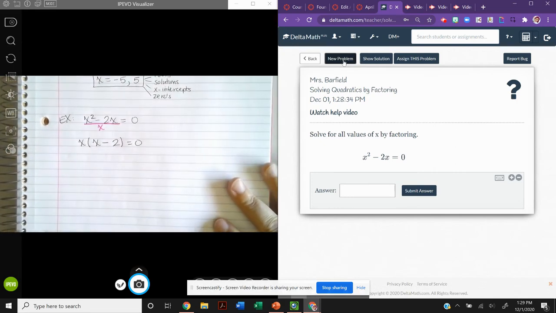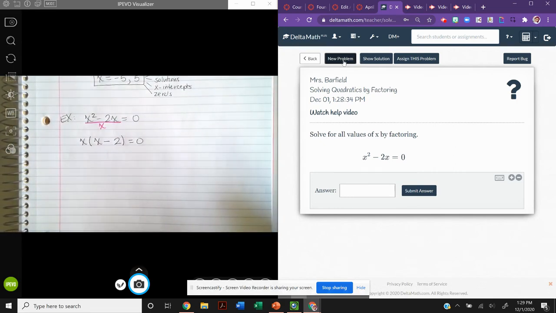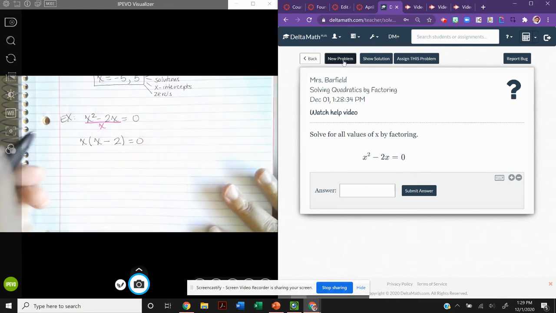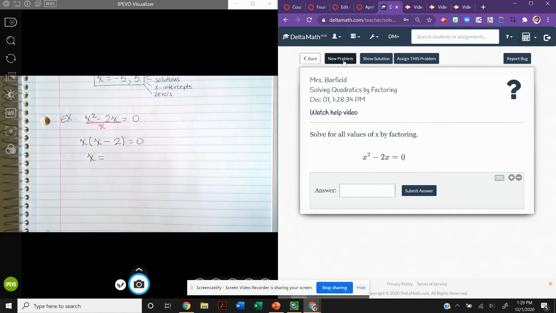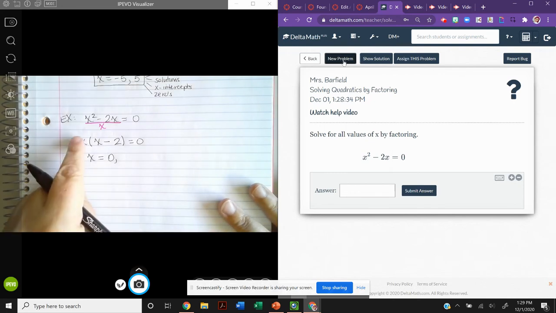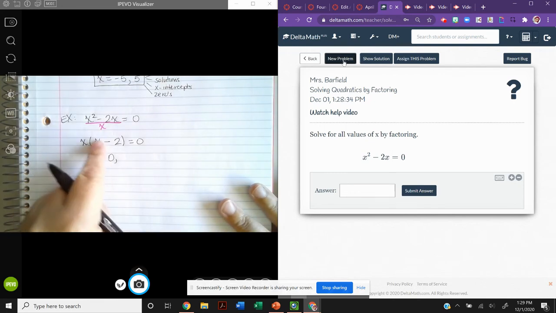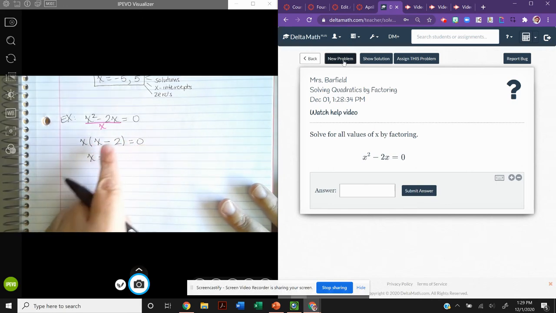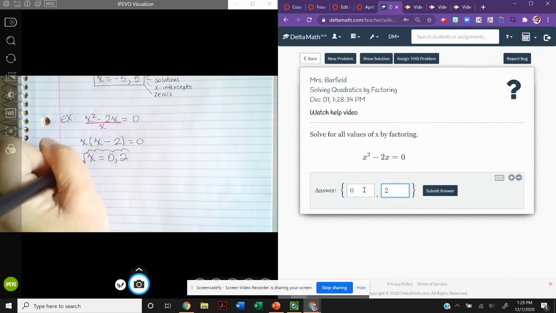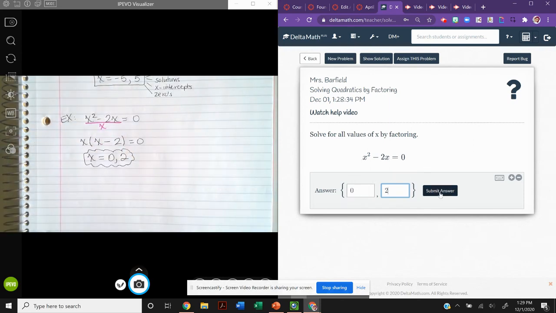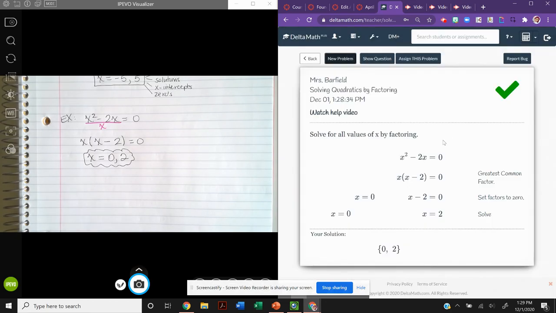All right. Now, this one's really simple. You just need me to tell you one time, and then from there on, you're going to be okay. All right. The answer here, when there's no parentheses, it's just an x, it's automatically 0. Okay. Because think about it. If I were to put a 0 right here, if I were to distribute or multiply, I get 0. Take the opposite of negative 2, which is 2. And that's my final answer. So 0, comma, 2. Submit my answer. Yes, I got my green check.